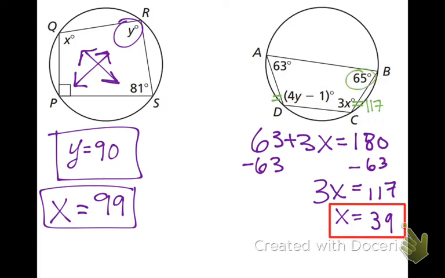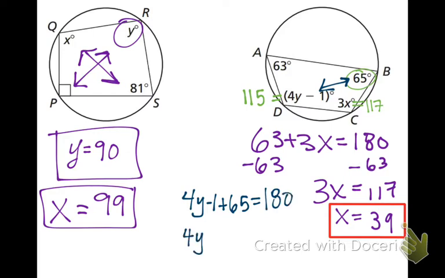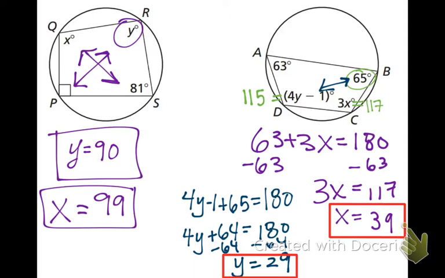So what does angle D equal? What's 180 minus 65? 115. So you could do that. Or you could do the same thing. 4y minus 1 plus 65, because they're opposites, they add up and equal 180. Either way, you're going to get the same answer. Minus 1 plus 65 is 64. Subtract 64, divide by 4, y equals 29. So either way you had done it, the one in blue or in green, you would have gotten the same exact answer.